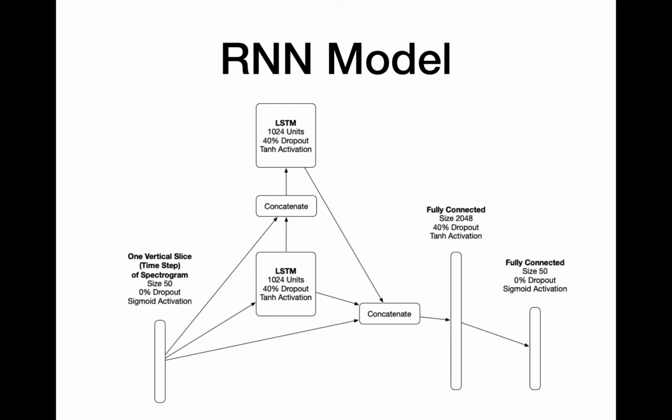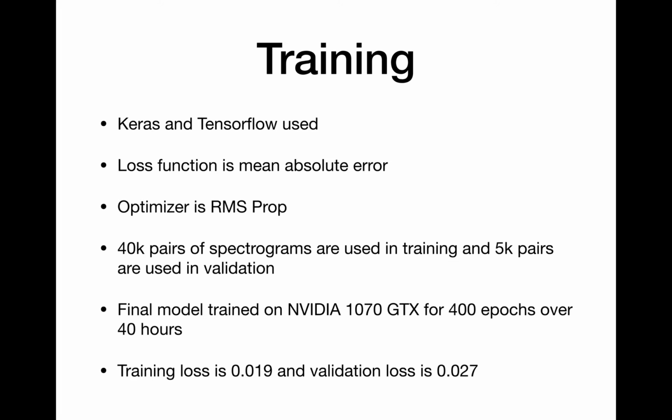and then that is reduced to size 50 in another fully connected layer, which is the prediction of that slice of the image. The loss function is mean absolute error. Optimizer is RMSprop. 40,000 pairs of spectrograms were used in training and 5,000 for validation. The final model was trained for over 400 epochs, over 40 hours.